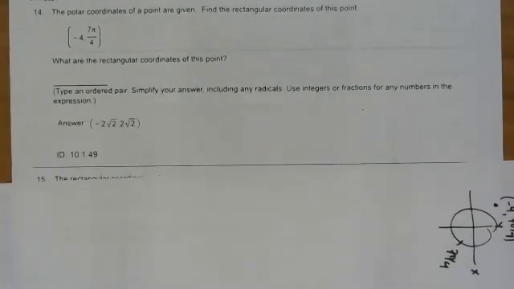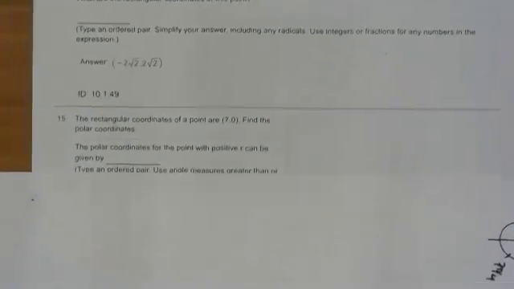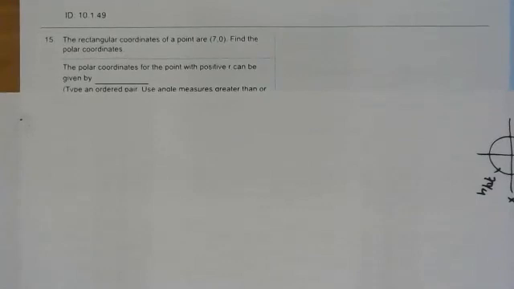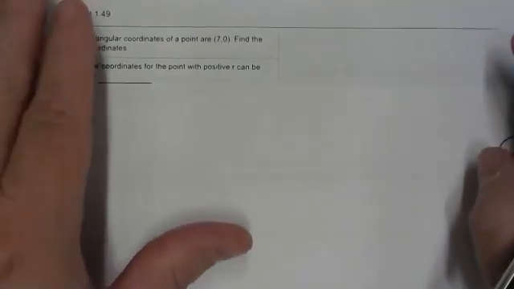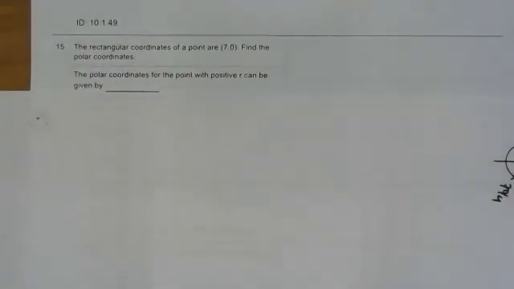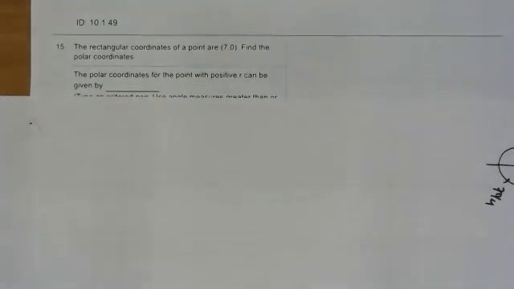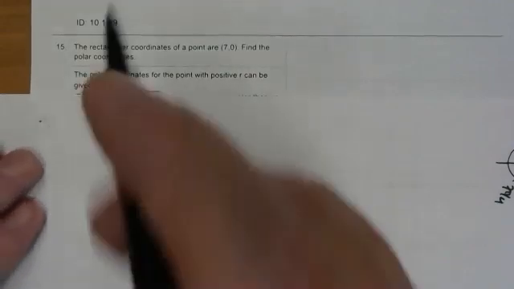Now the next problem, 15. The rectangular coordinates of a point are 7, 0. So that's x and y. Find the polar coordinates. Now, we do have equations. Let's just write those equations down, although this one is simple enough. I don't think we even need to use the equations. I mean, you could, but you don't need to.